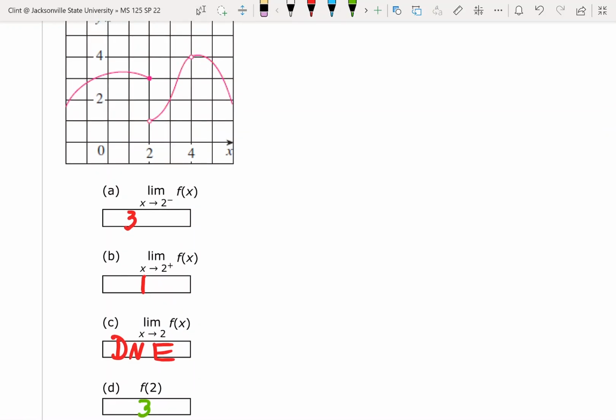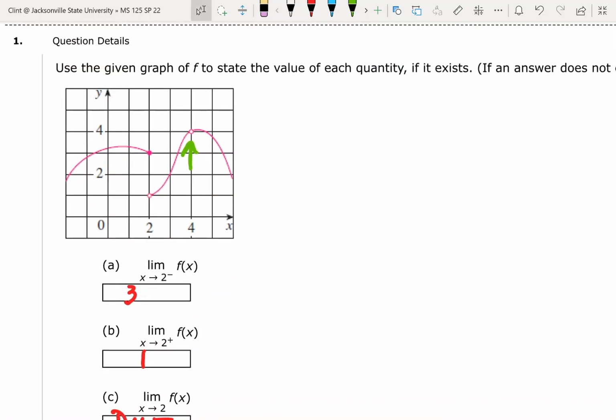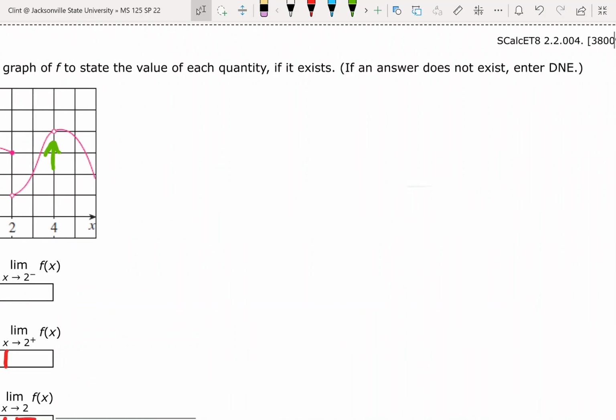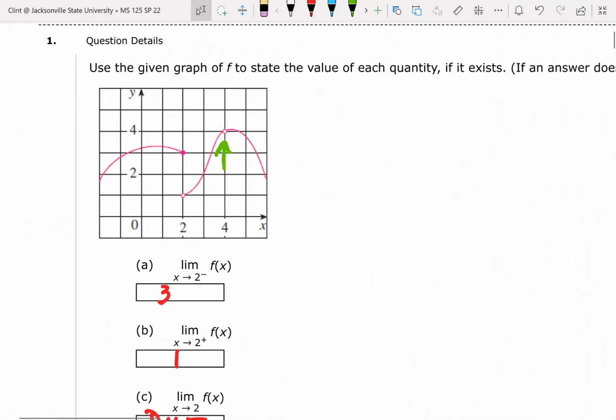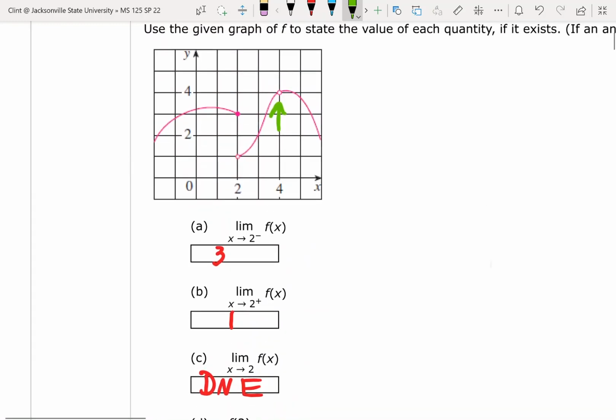So f of 4 would be right here. But we got a hole in the graph. So this one's undefined, or it says you can enter D and E. Do D and E. On the test, you could say f of 4 is undefined, and that's good too.